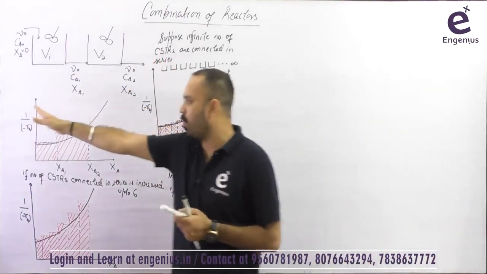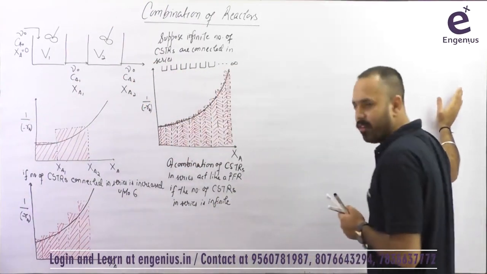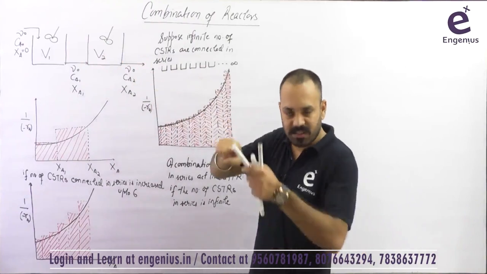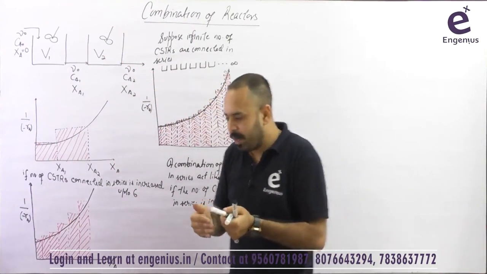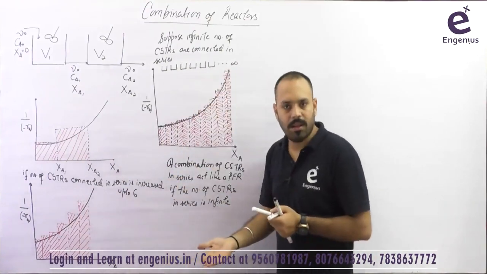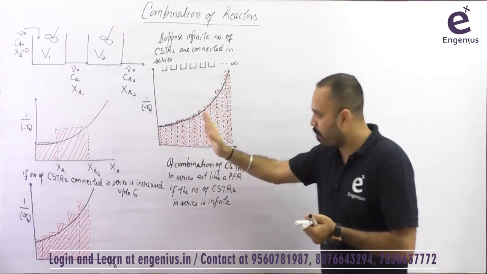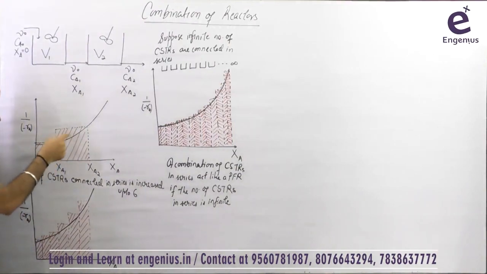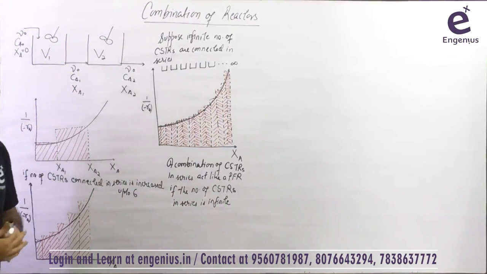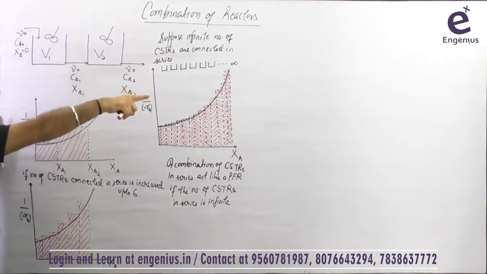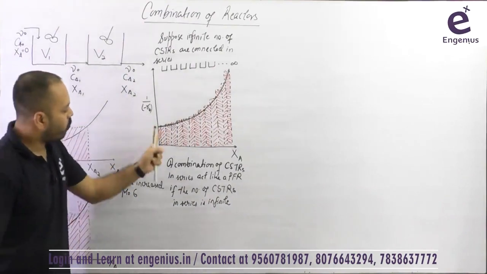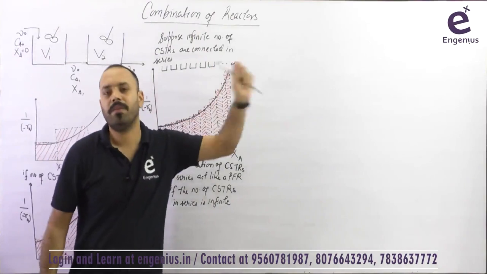Suppose this end of the board is the CSTR behavior and this end of the board is the PFR behavior. The moment you combine two CSTRs in series, the entire system moves a bit closer to the PFR. You connect three CSTRs in series, and as you keep increasing the number of CSTRs, you move closer to the PFR behavior. Because look here, now I have two CSTRs connected in series, this area is significantly different than the area under the curve. So the system of two CSTRs connected in series is a little bit closer to the PFR behavior. The system of six CSTRs connected in series is further closer to the PFR behavior, and the system of infinite CSTRs connected in series is exactly like the PFR behavior.